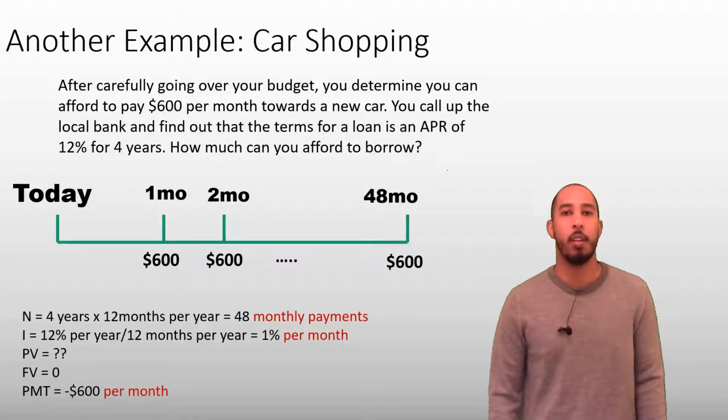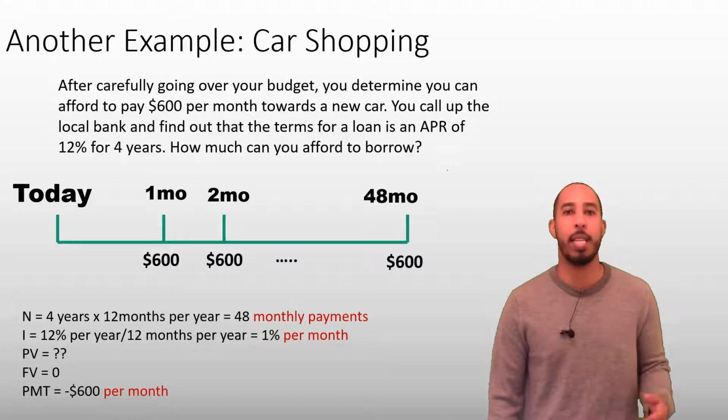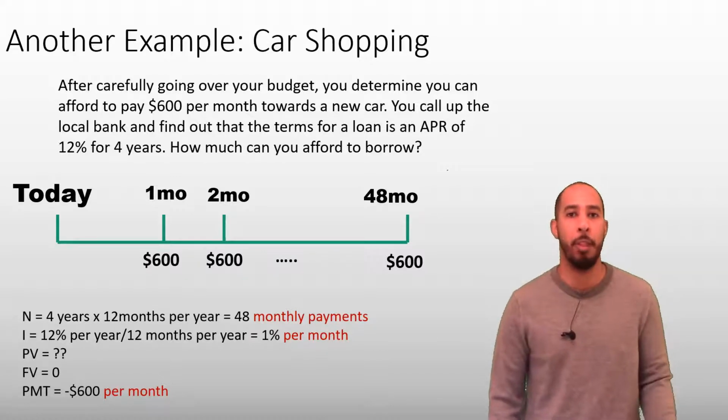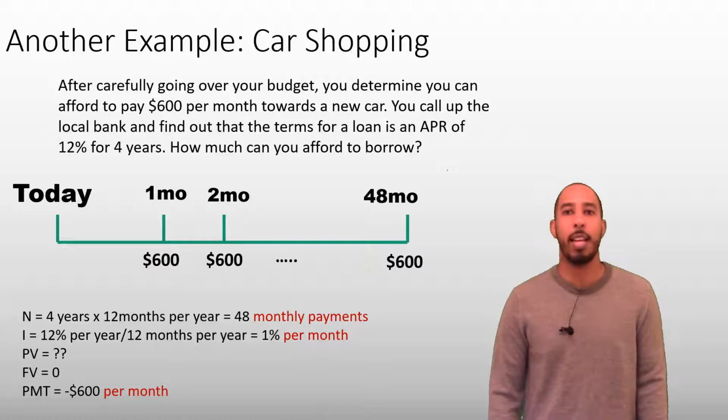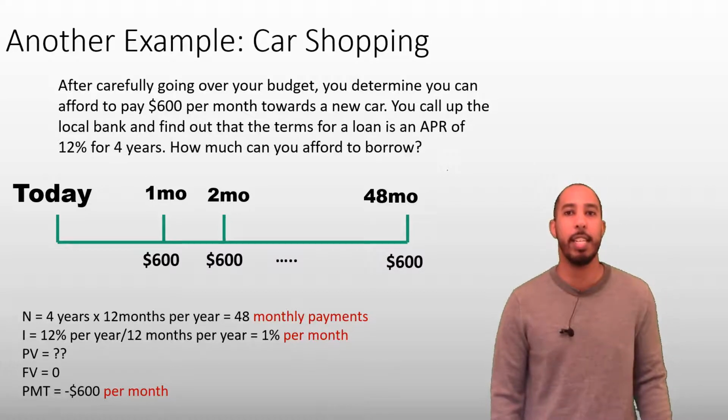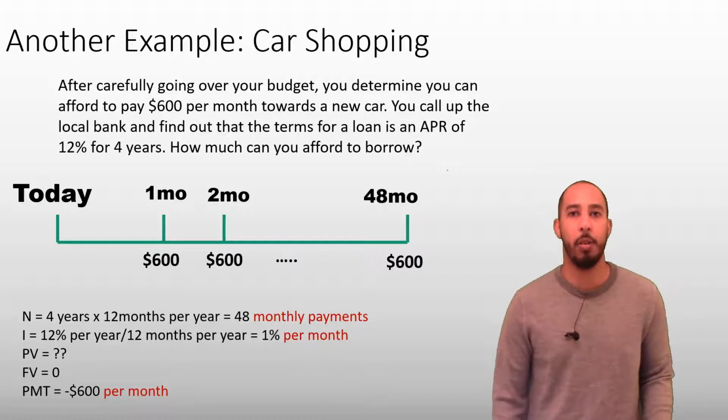Since our time units are in terms of months, we need everything to be consistent, so the interest rate will be 12% APR divided by 12. That gives us a periodic interest rate of 1% per month. All the cash flows in the scenario are going to be captured by the payment, so we'll set FV equal to 0. And lastly, the payment will be negative $600 per month. It's negative because this is going to be a cash outflow. We're going to have to pay the bank $600 per month.